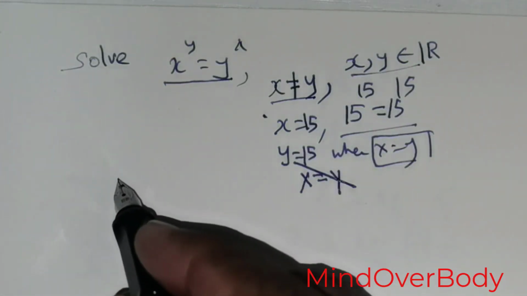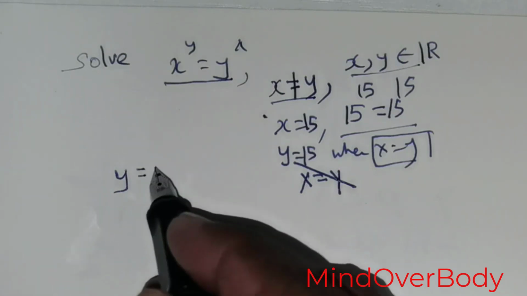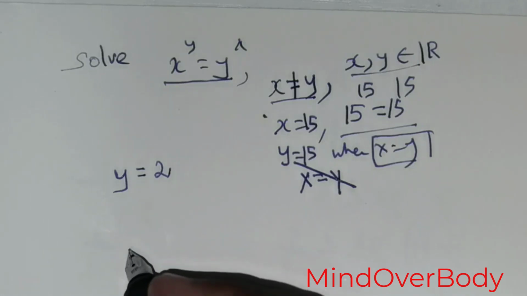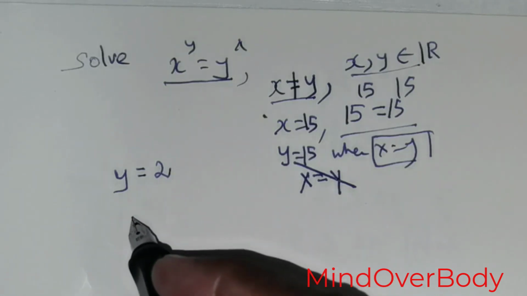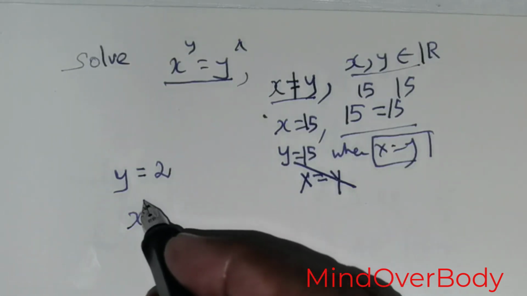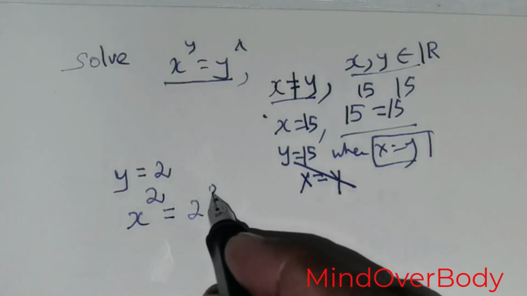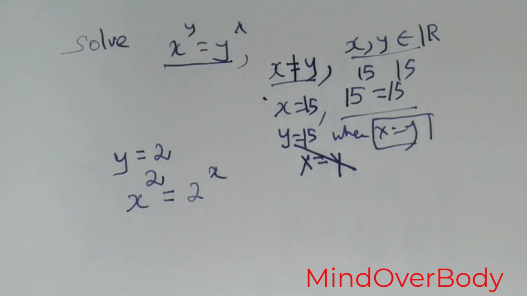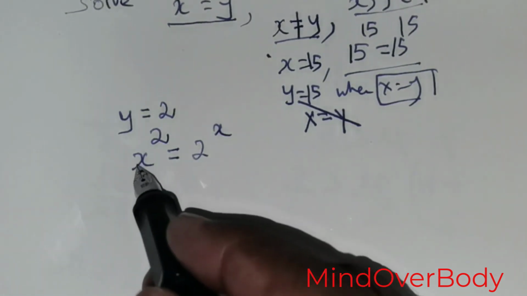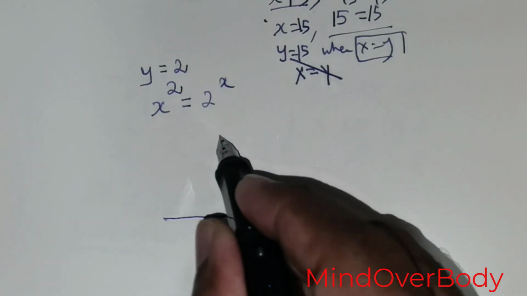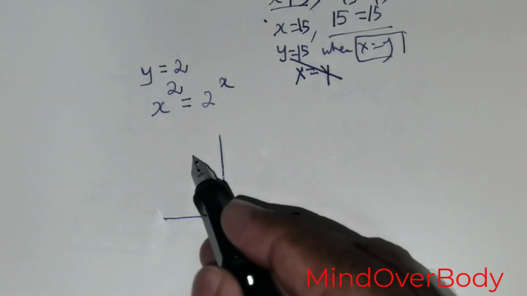Now foremost, let me just take the value for y to be equal to 2. I would like to show you this side of the solution. If I were to take y is equal to 2, then I would have something like this: x raised to the power of 2 is equal to 2 raised to the power of x. Now if you were to graph this quantity or this function, the graph was going to be looking something like this.